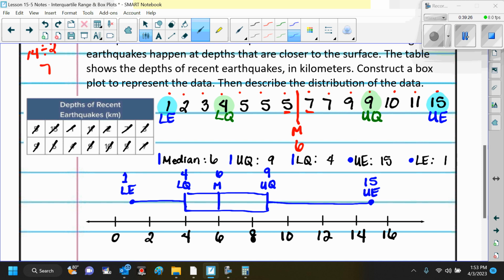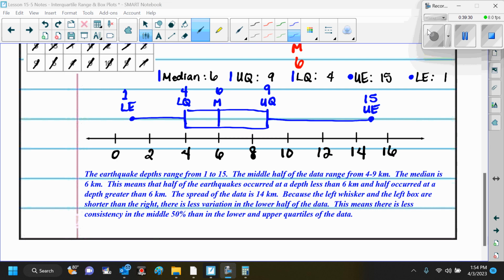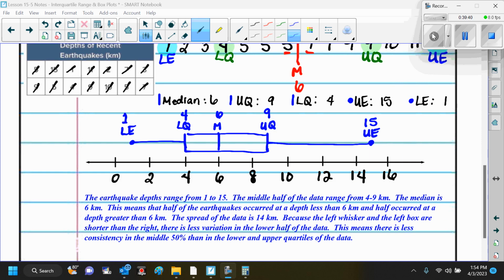So now we want to describe the distribution of the data. All right, so we can see that the earthquakes range from 1 to 15 kilometers below the Earth's surface. Okay? The middle half of the data ranges from 4 to 9. That is the interquartile range. Okay, so the median there is 6. That's the data item that cuts the data in half, the median.